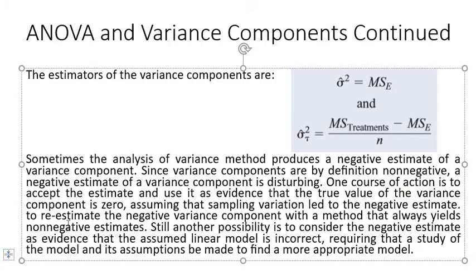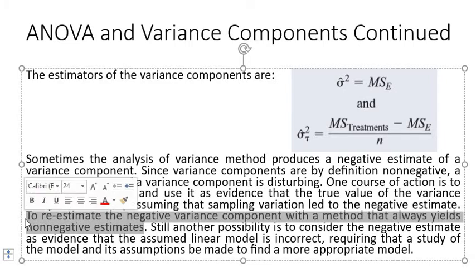Next, this is another one. The second one is you can re-estimate the negative variance component with a method that always yields a non-negative estimate. So what is that method? To re-estimate the negative variance component with a method that always yields a non-negative estimate, you will transform each value so that they will not be negative.